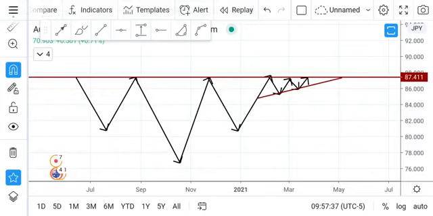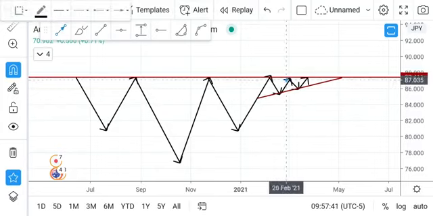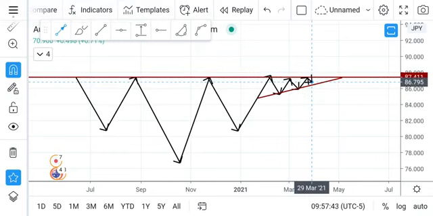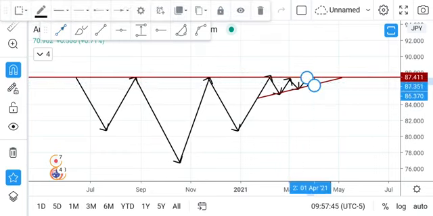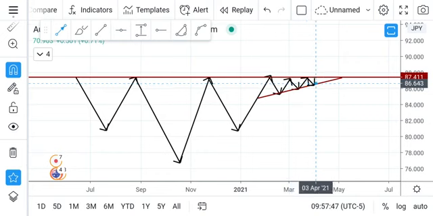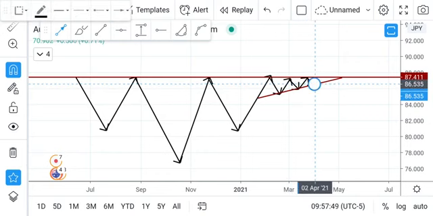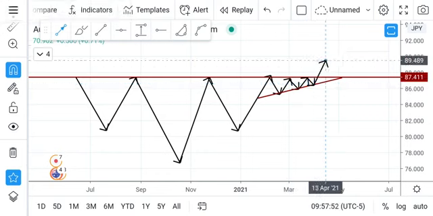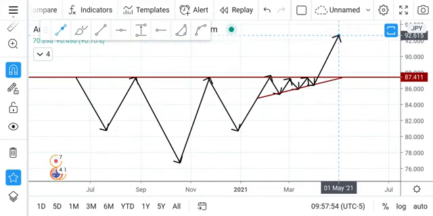You are going to have a build up around resistance, and sellers will now try to push it down again, but each time they try, buyers take more control, and finally, because it's an uptrend, buyers will gain control and push the price higher above a resistance. So that's how you trade it.